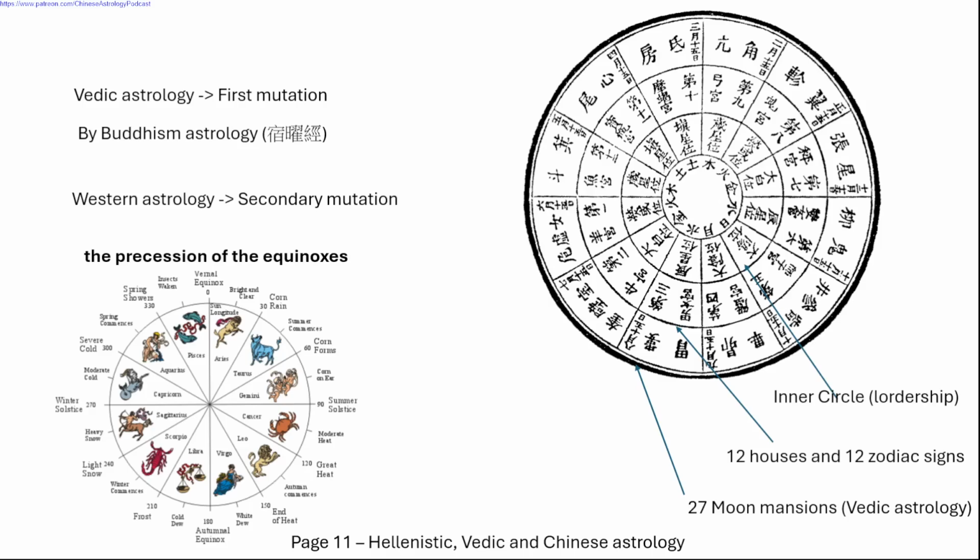For example, on the right side, the lordship concepts of the 12 zodiacs are from Western astrology, starting with Aries at the first house, while the outer circle of 27 Moon mansions is from Vedic astrology.